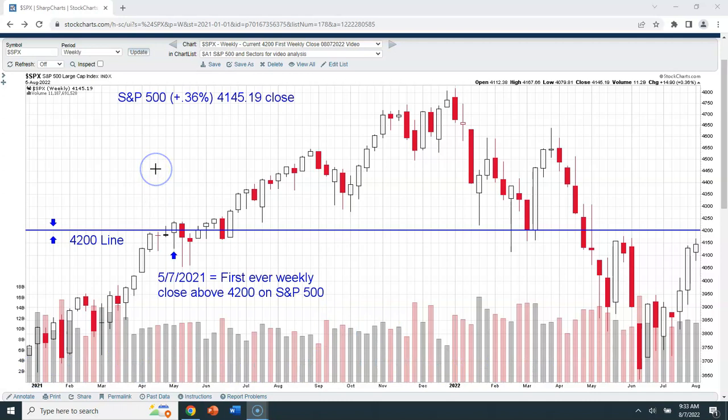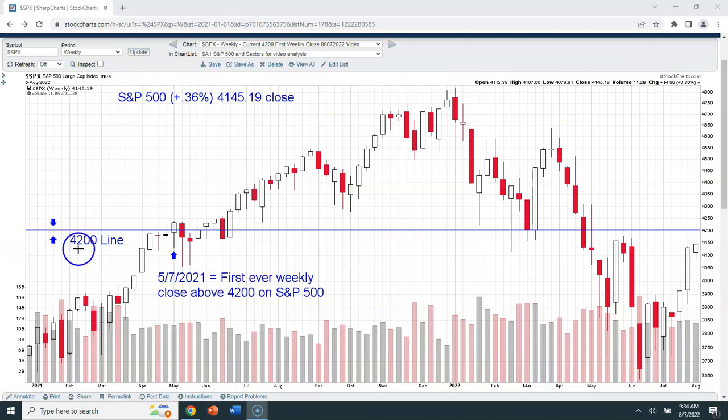Now, to start off with, let's take a look at what the S&P 500 did last week. We were up 36 basis points, 0.36%. And the S&P 500 closed at 4145.19. And, of course, you can see all of the information over here, but it is so small that I always annotate it and put it right there.